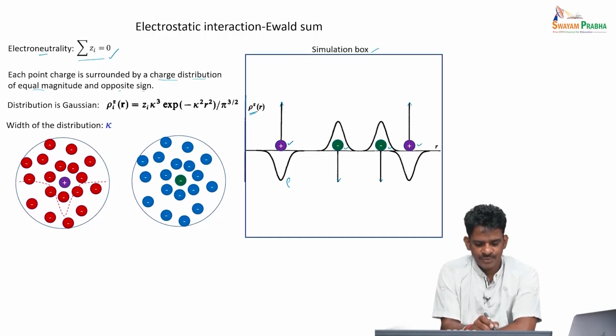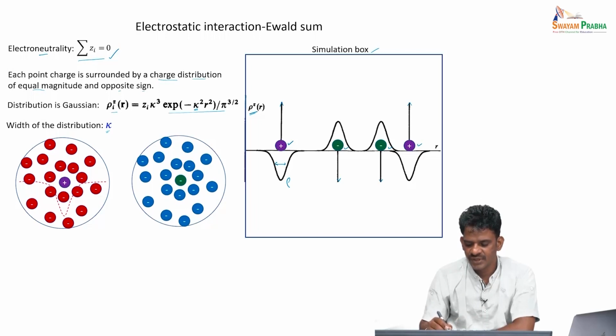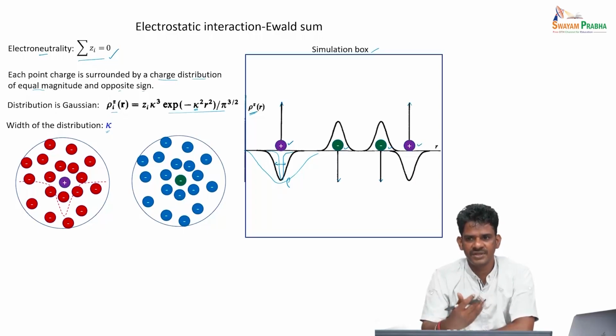And the mathematical expression for the Gaussian is given by this expression here. It comes with the parameter kappa, and this kappa tells what is the width of this distribution. If I keep kappa high, then this distribution becomes very steep. If kappa is small, then this becomes more broad. So this is a parameter that we have a choice to choose.